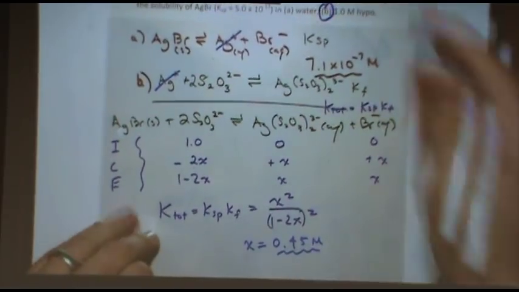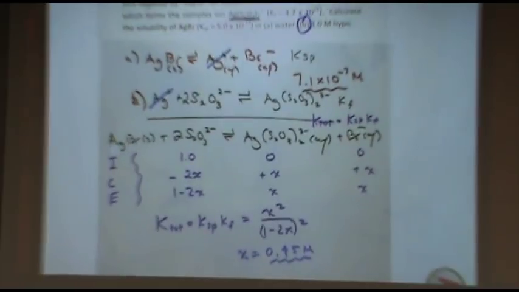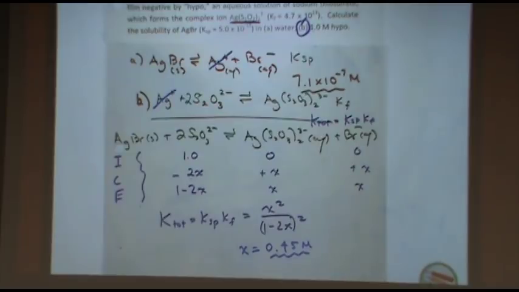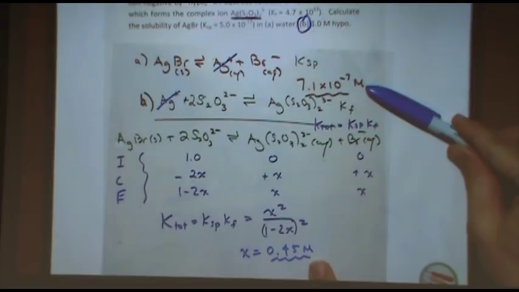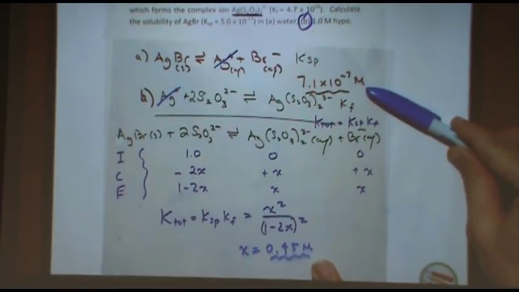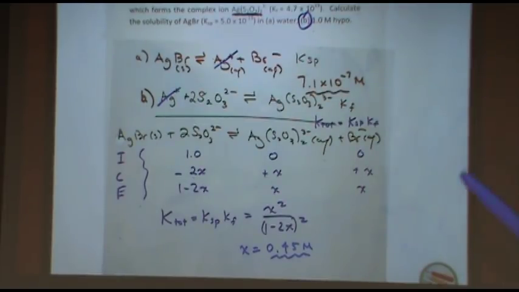molar solubility. So when I added the hypo, did it become more or less soluble? Significantly more soluble. You would know that for a few reasons. One is, you can compare the two answers to part A and B. The part B answer is larger by about 10 to the 6th, so it's about 1,000,000 times larger. It's 1,000,000 times more soluble.